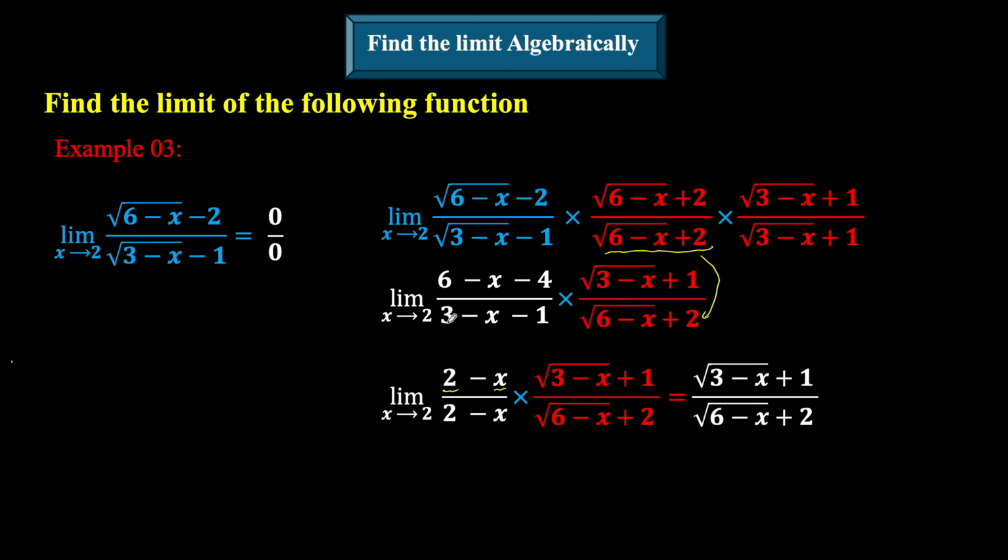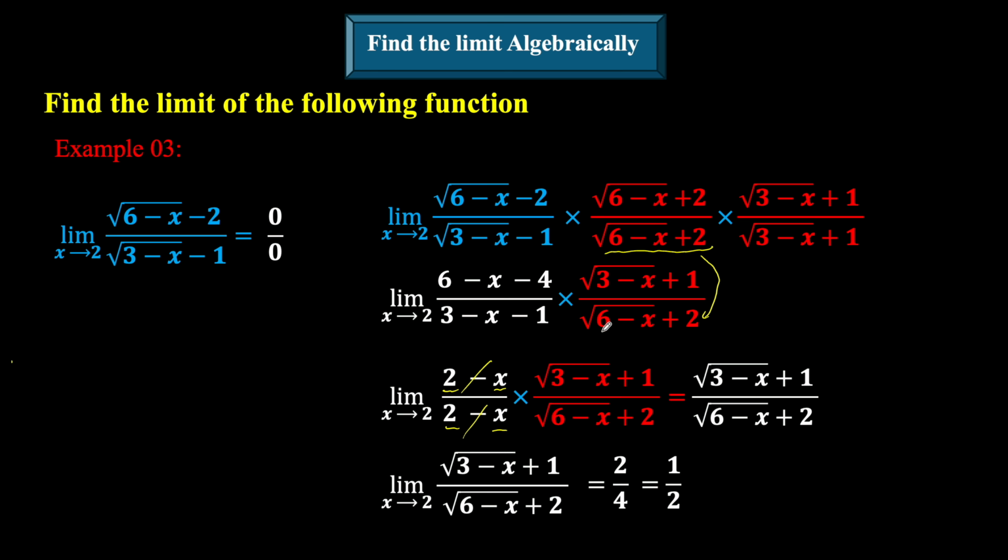Then we have 3 minus 1 is equal to 2. Minus x, we won't touch it, okay? This also, we don't touch it for the moment. So we see that 2 minus x, they disappear, okay? Then finally we have the square root of 3 minus x plus 1, we don't touch it, and the square root of 6 minus x plus 2, we don't touch it, okay?